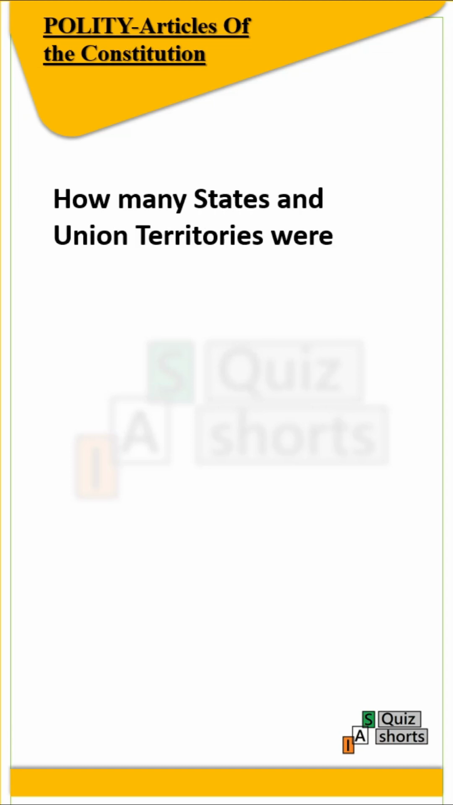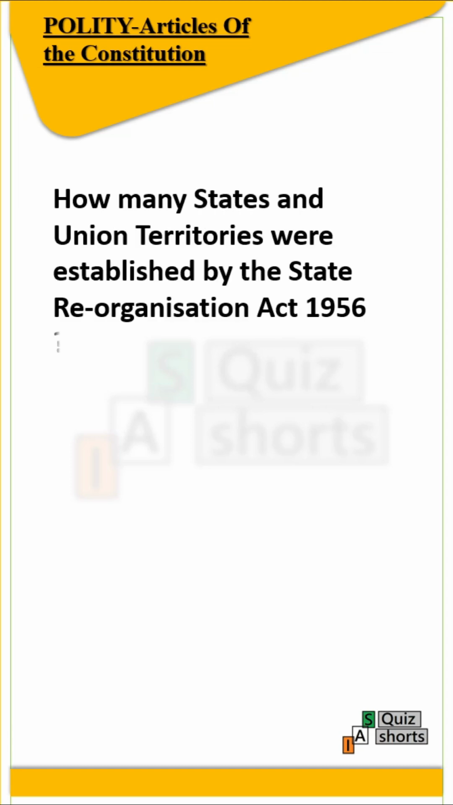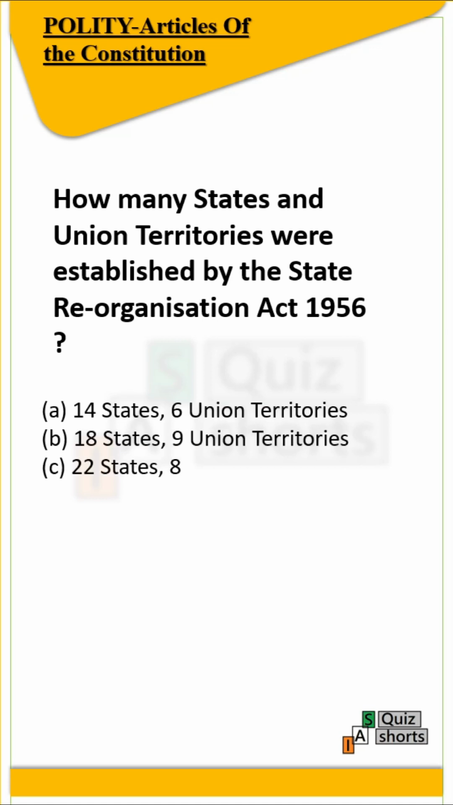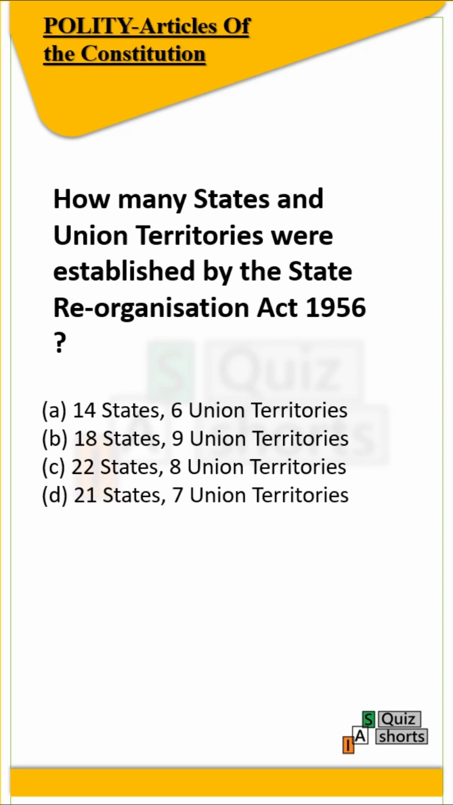How many states and union territories were established by the State Reorganization Act 1956? Option A 14 states 6 UT, option B 18 states 9 UT, option C 22 states 8 UT, option D 21 states 7 UT. Answer is option A 14 states 6 UT.